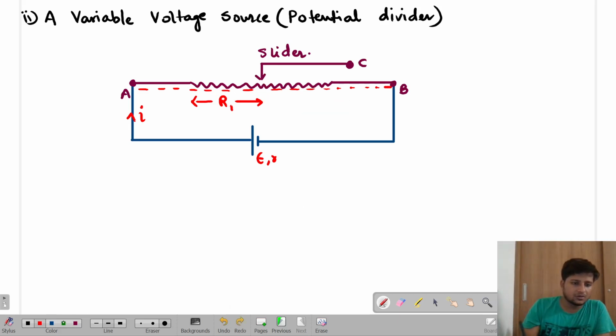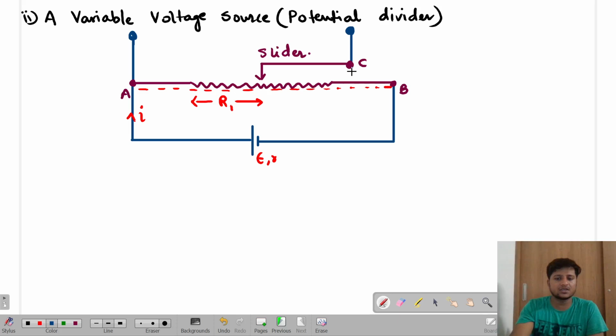Are you able to get me? So look over here. If I want to define my potential over the resistor, how is it known? We know that the slider is the main thing. The slider is the point which actually gives us the reading. Are you able to get me or not? Although the battery is connected over here, the slider is the main thing which provides you the reading. Got it or not? Reading of the voltage. Got it?